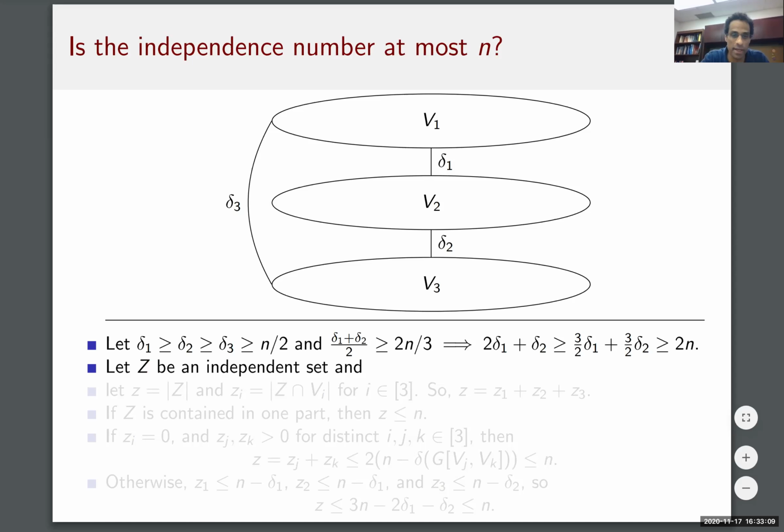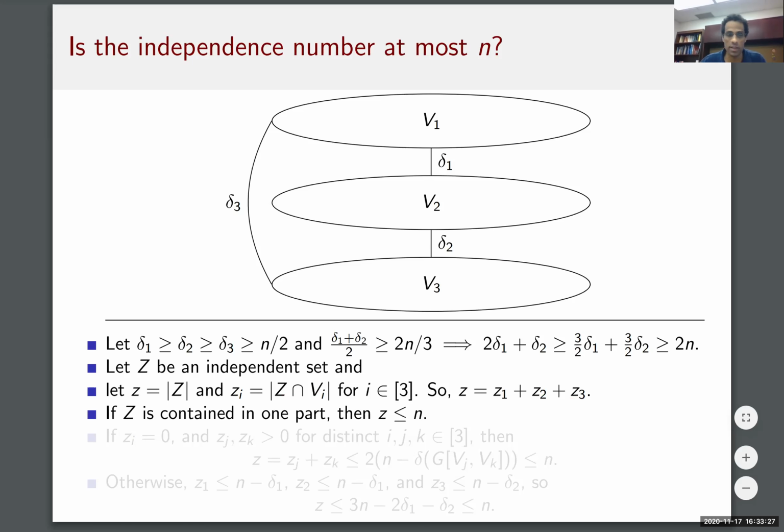So you could let Z be an independent set. So any independent set in this graph, and we'll let little z be its size, and Zi is just going to be the size of its intersection with the ith part. And so, of course, z is equal to Z1 plus Z2 plus Z3. Obviously, if Z is contained in one part, then the size of Z is less than or equal to n because each part has size n. Remember, we're trying to show that under these conditions, you can't have an independent set that's larger than n, which would imply that you couldn't have a C3 factor.